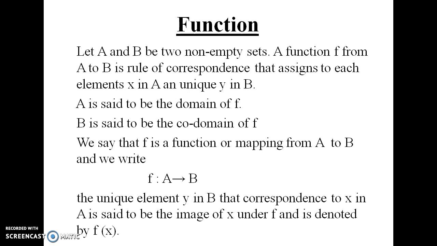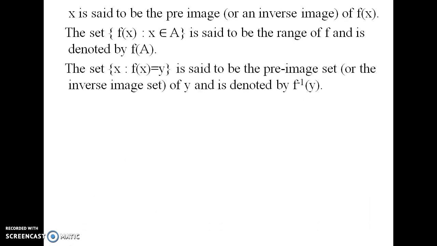The unique element y in B that corresponds to x in A is said to be the image of x under f and is denoted by f(x). x is said to be the pre-image of f(x). The set of f(x) such that x belongs to A is said to be the range of f and is denoted by f(A). The set of x such that f(x) equals y is said to be the pre-image set of y and is denoted by f inverse of y.